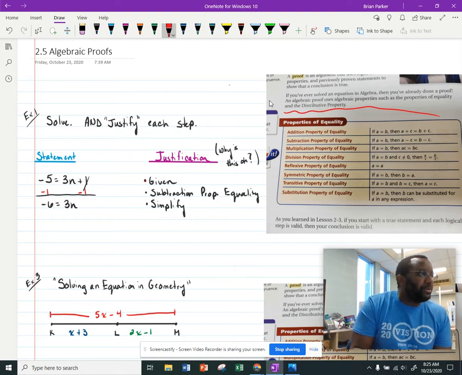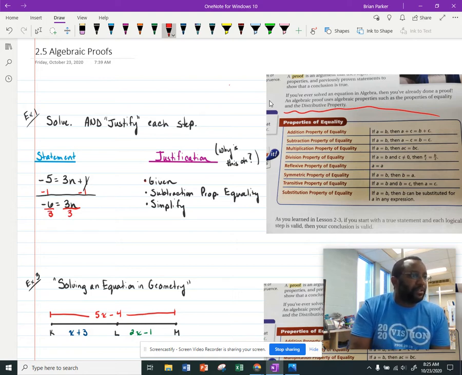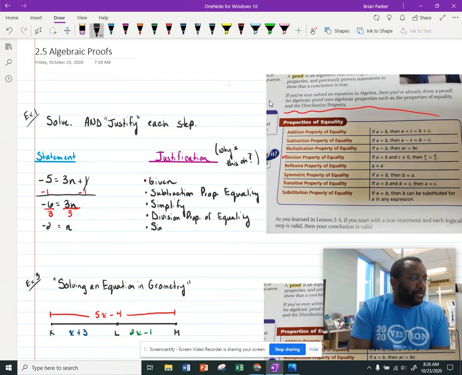All right. So what's the next thing we would do? Well, we see this 3 times n. I need the n by itself, so I'm going to divide by 3 on both sides. If I divide on both sides, hey, look at that, there's a division property of equality for that. So that's what I'll write down. I divided, and that's okay to do because of the division property of equality. And then after you divide, you get -2 on this side equals n on that side, and that's us just simplifying what we've done.